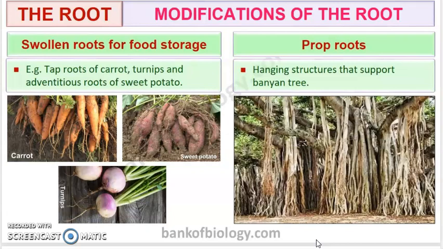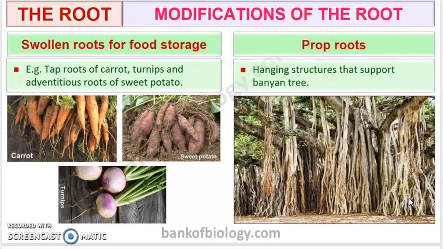Okay, so here there are different types of roots. The first one is the prop roots. What is it called? Prop roots, which we see in the banyan tree. So these are structures which originate from the aerial branches. It means that aerial. We know that the shoot system is seen in the aerial region, right? So from these aerial structures, these root like structures arise.